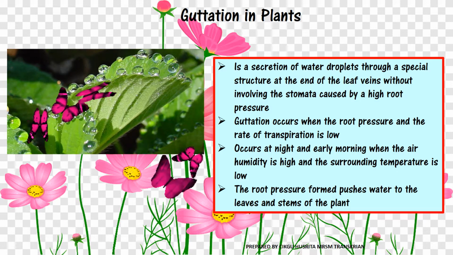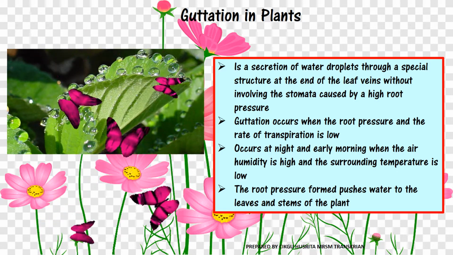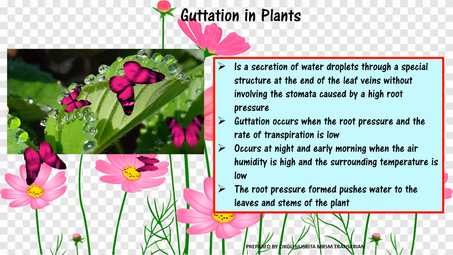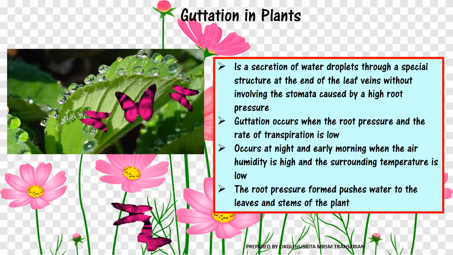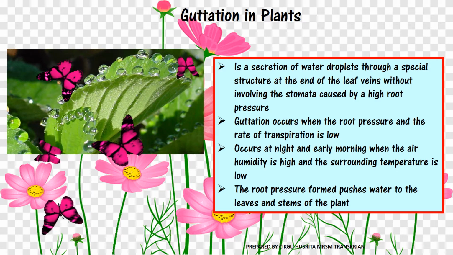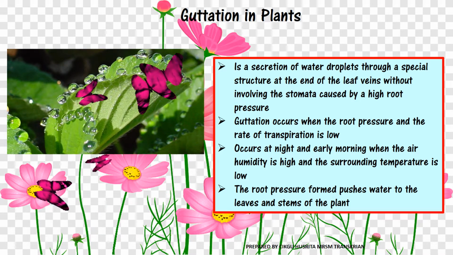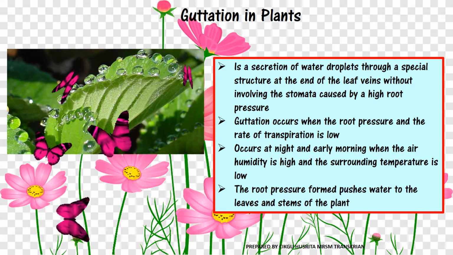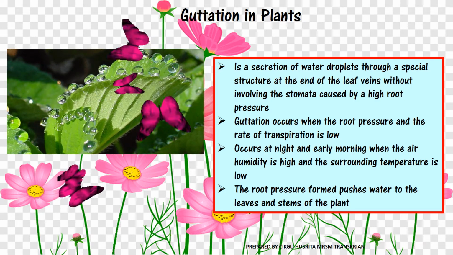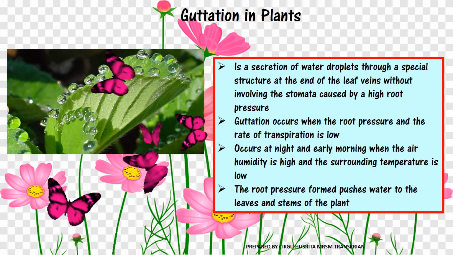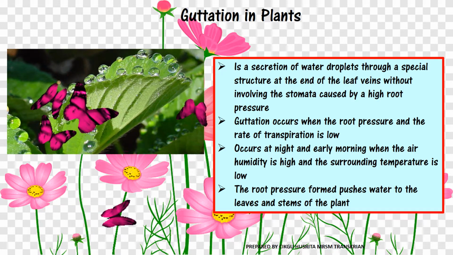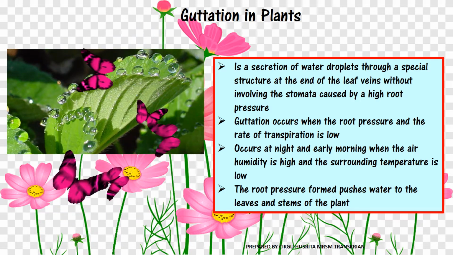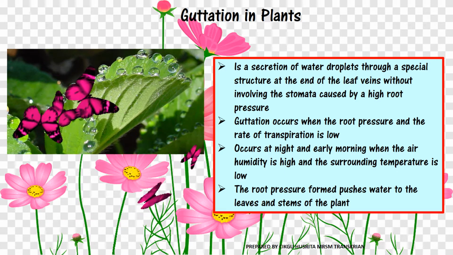So guttation occurs at night. That means the stomata is closed because there is no light intensity. So from the root pressure, we make the guttation happen. Guttation occurs when the root pressure is high and the rate of transpiration is low. So it occurs at night and early morning when the air humidity is high and the surrounding temperature is low. So the root pressure will push water to the leaf and stem of the plant. So the guttation will happen.